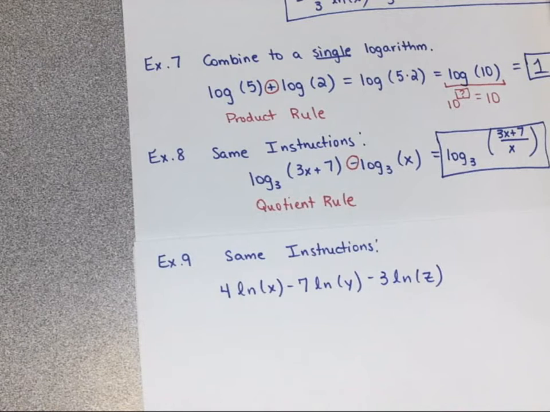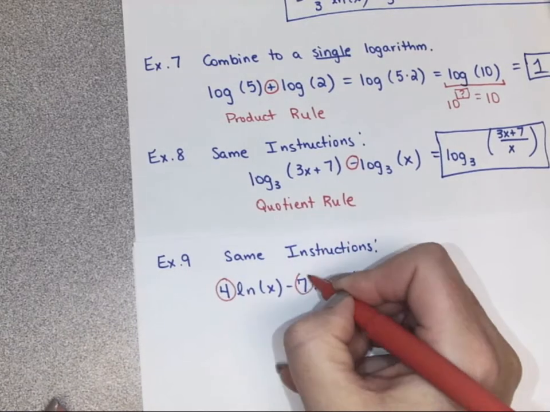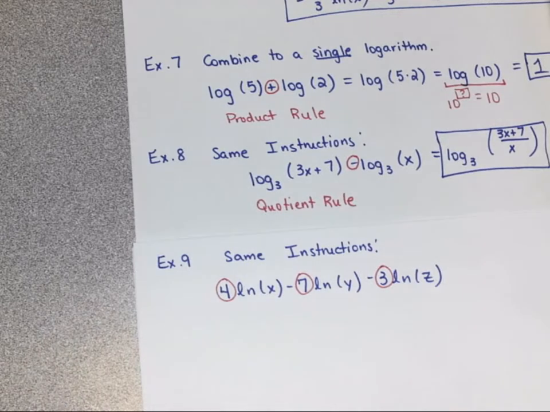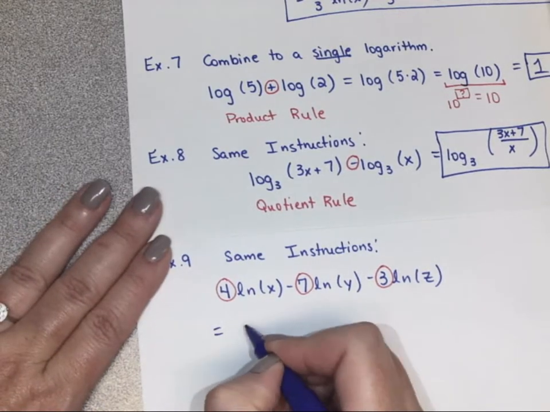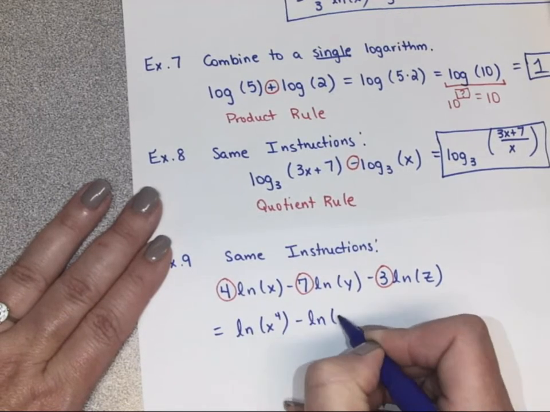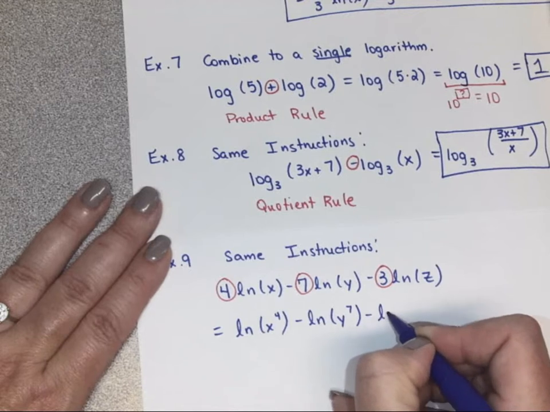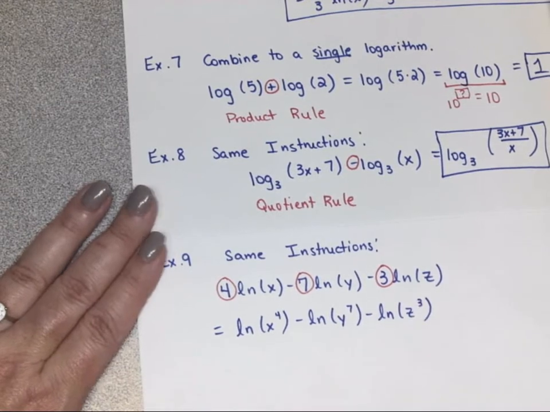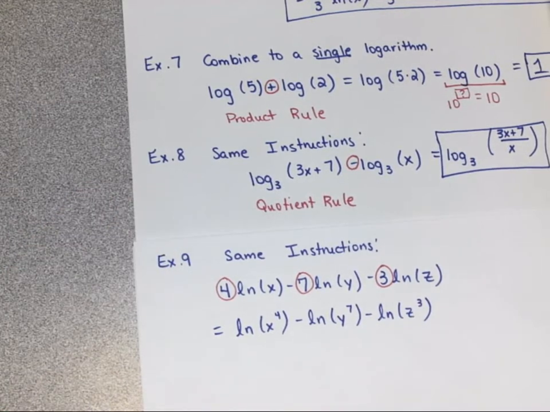So same instructions. In other words, I want you to combine it to a single logarithm if you can. So the first thing we're going to do is handle these numbers in front. Where can we move these numbers in front since we're going backwards the other way this time? Move it to the exponent, right? So this will be the natural log of x to the 4th minus the natural log of y to the 7th minus the natural log of z cubed. Notice that every number stays with its own little part, right? You never send a number to another piece.